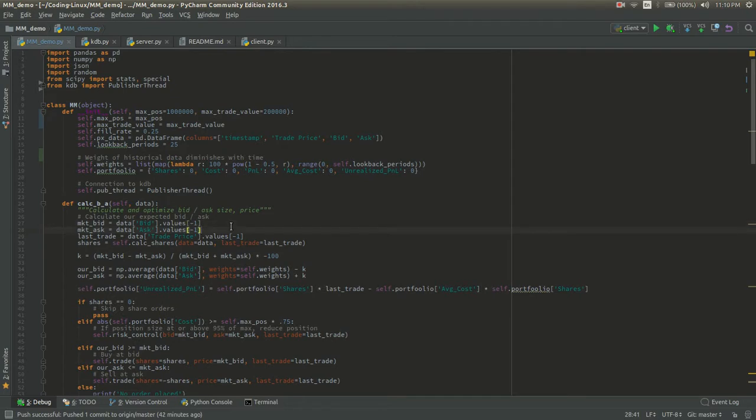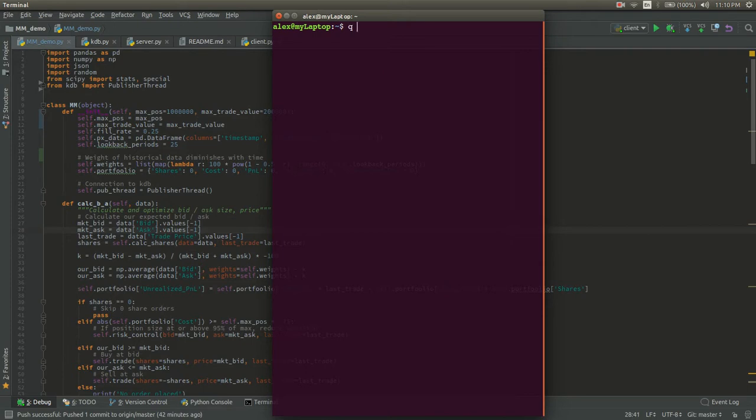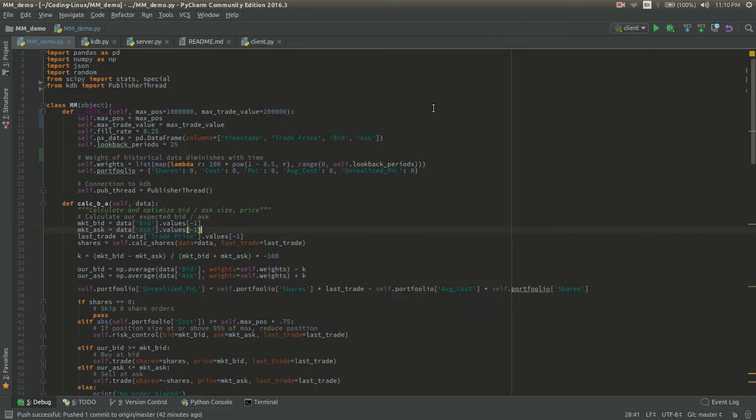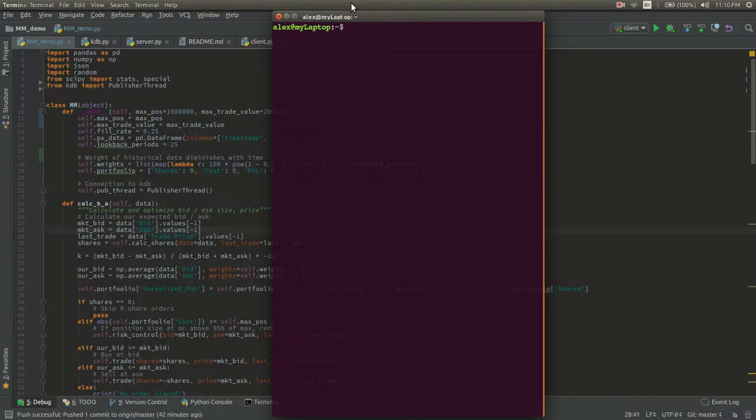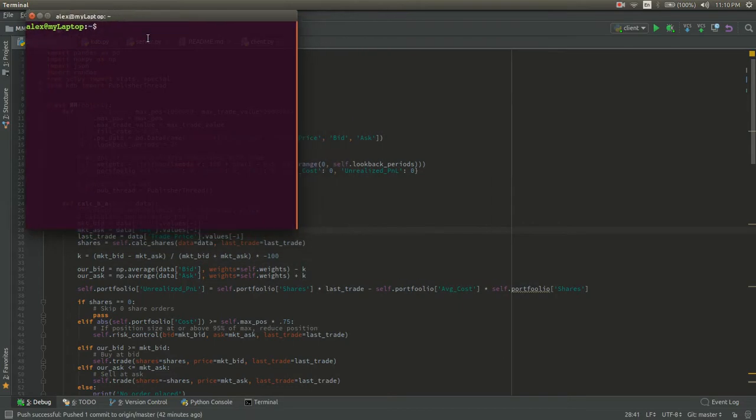So first things first, we will start up our KDB server, which is going to run in the background on port 5000. Okay, it's already running. Next, we will start up our RabbitMQ service, which again will simulate our exchange. Okay, and that is run by server.py. So as we can see now, it's not really doing anything. All it's doing is waiting for data to come in. There's nothing to feed it yet, so it can't really do anything.